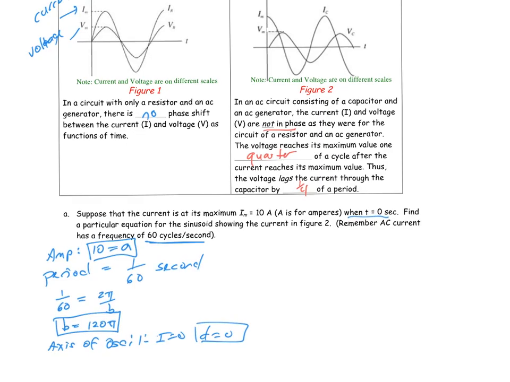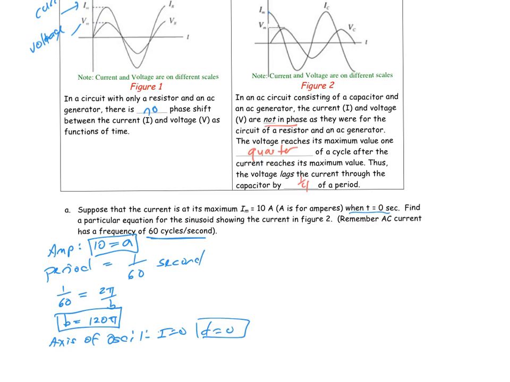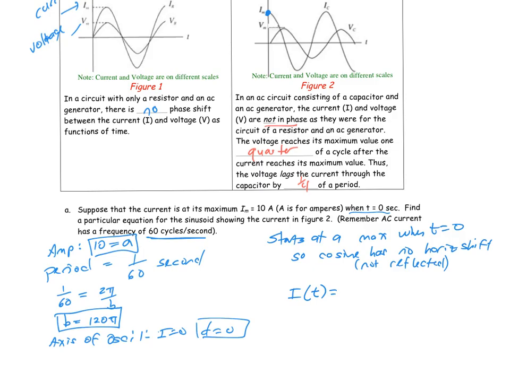So I'll scroll up and look at the graph. We're writing the equation for the current. So the current starts at a maximum when t equals 0. So I would like to use cosine. Cosine has no horizontal shift and it's not reflected because we're starting at a maximum. So we're ready to write the equation. We can say I of t, the current as a function of time, is equal to 10, the amplitude, times cosine of B, which is 120 pi t.